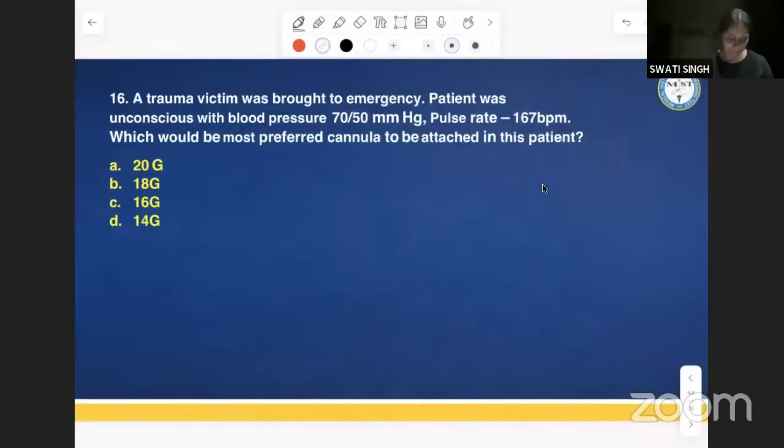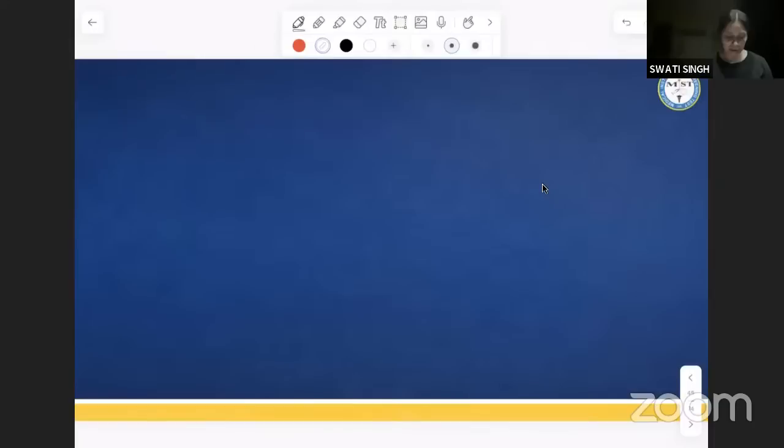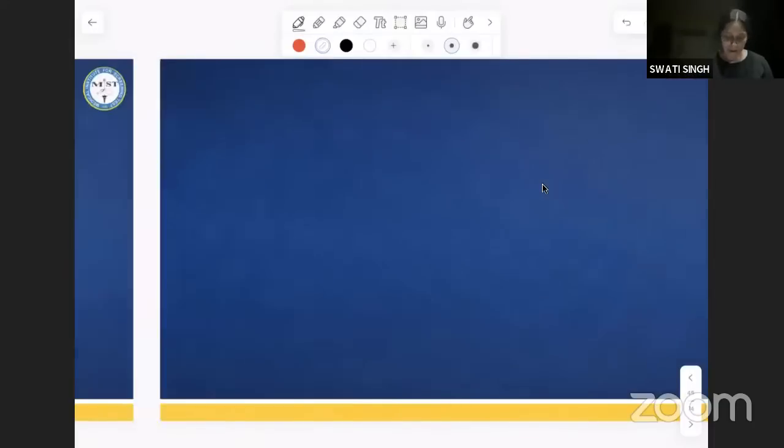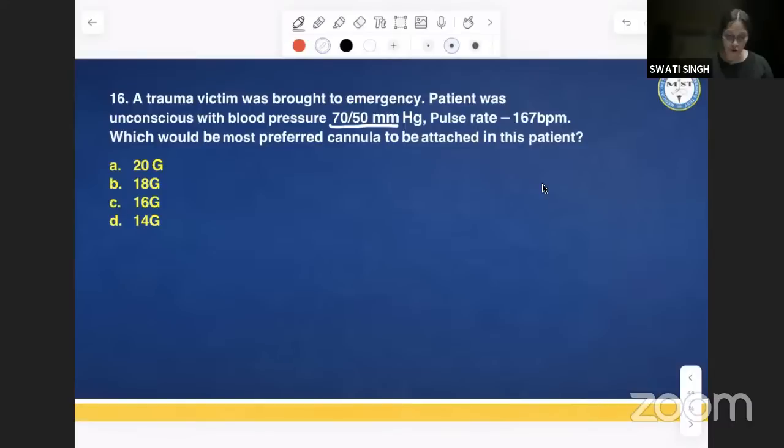Next question. A trauma victim was brought to emergency. The patient was unconscious with blood pressure 70/50. Pulse rate very high. Which of the following is the most preferred cannula to be attached to this patient? So the most preferred cannula to be attached to the patient, right? So the patient is a trauma victim and the patient is in shock.